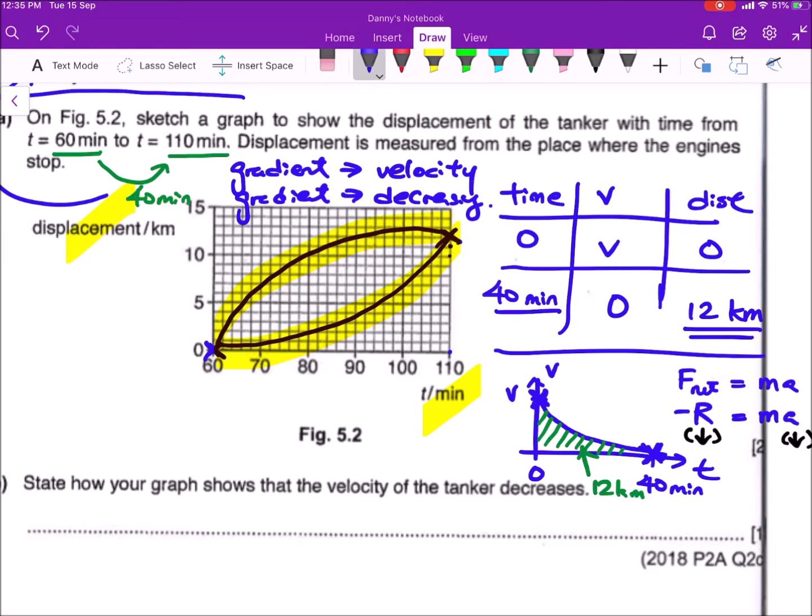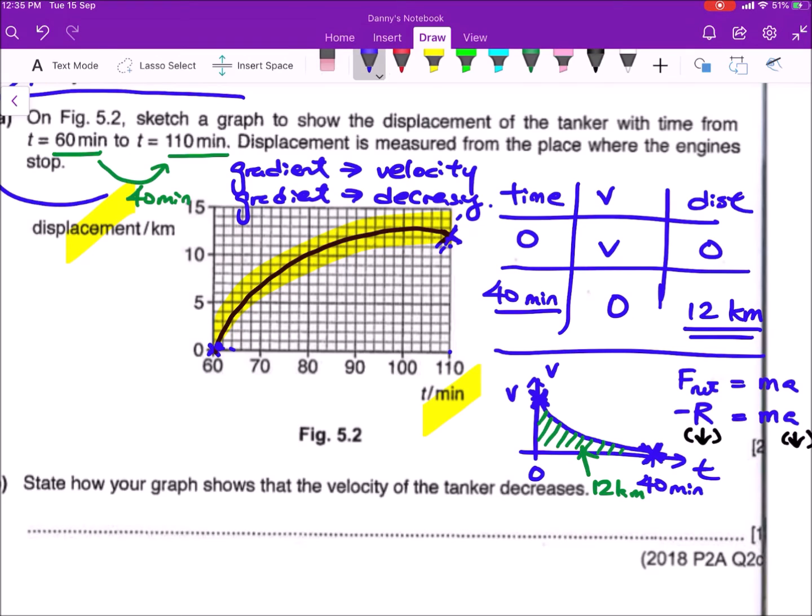If I look at the bottommost line, at the very beginning, you can see that the gradient is pretty flat, and then towards the end, the gradient is steep. So actually, the bottommost line is showing you an increasing gradient. So I know that it doesn't match with my context. This is wrong.